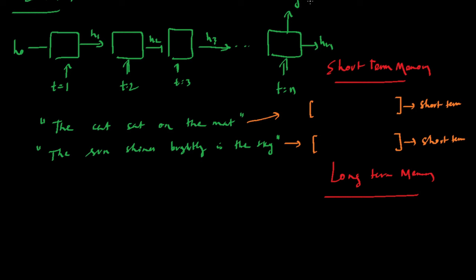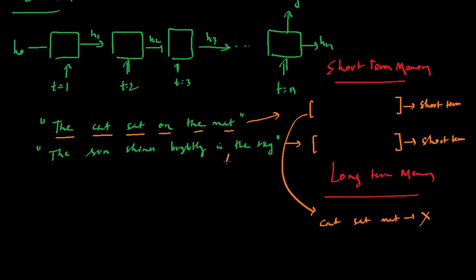As the processing continues, some of the information of the short-term memory is transferred into long-term memory based on the relevance and importance. Now, for example, in the first sentence, the cat sat on the mat, our LSTM model identified that cat, sat, and mat are not relevant or they are less relevant. So they do not get stored into the long-term memory. So eventually, if they do not get stored into long-term memory, they do not go to the final output layer.